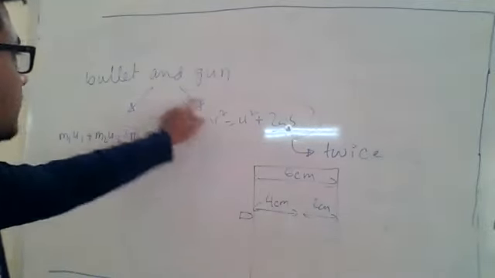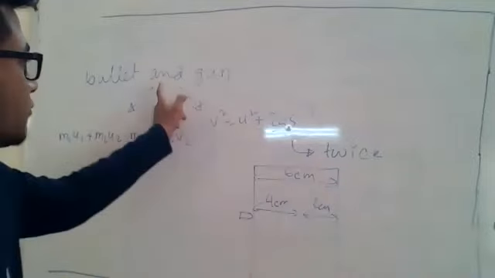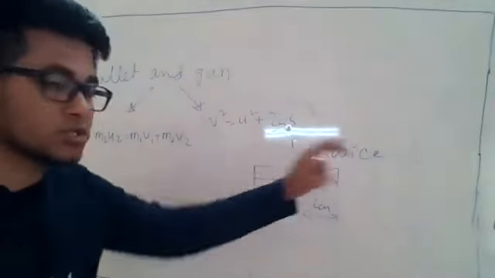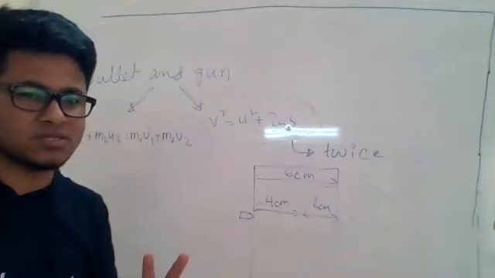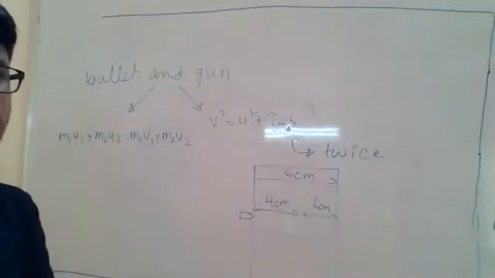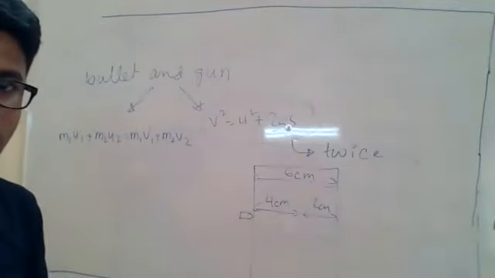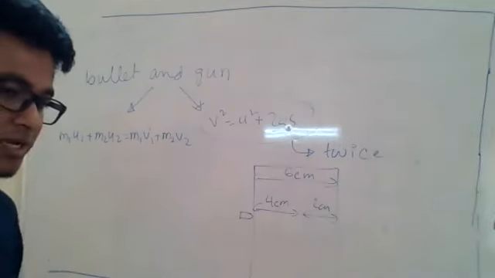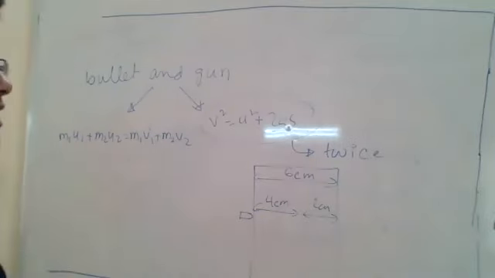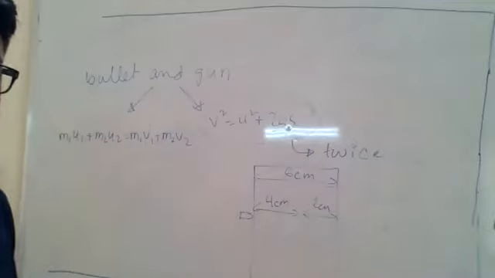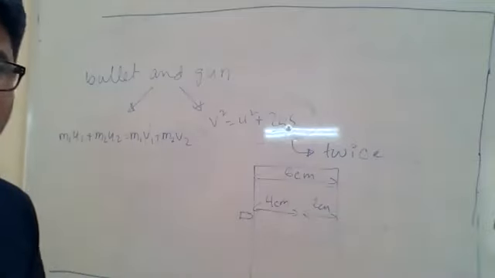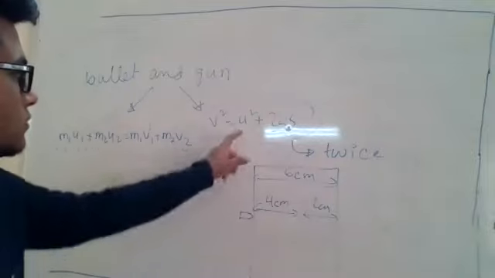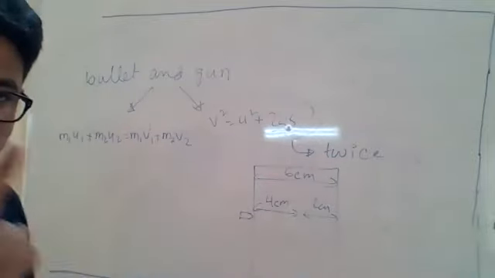So this equation for bullet and gun: in this type of problem, we have to use this equation twice. If you remember this one, it will help you a great deal in the example, because many times you take time to understand the situation. But if you remember that this is bullet and gun, and it is talking about a bullet entering a wooden piece, I need to apply v square equal to u square plus 2as twice.